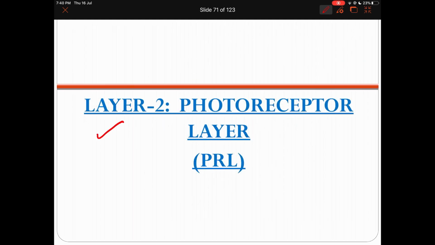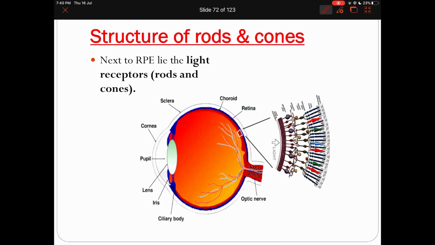Now come back here and see layer number 2. This layer number 2 is the photoreceptor layer, PRL you can call it simply. We are discussing the structure of the rods and cones, but watch here, this is the retinal pigmented epithelium. Later on you are watching here the rods and cones. Lying next to the retinal pigmented epithelium, the next layer is called the rods and cones. Outer segments of the rods and cones, not the full rods and cones, it is the outer segments only.